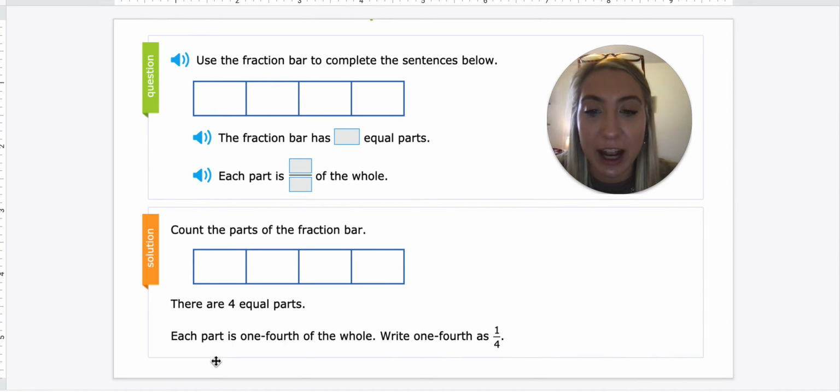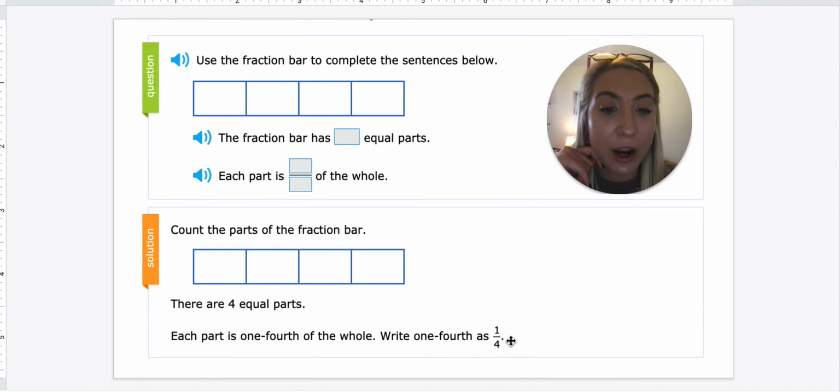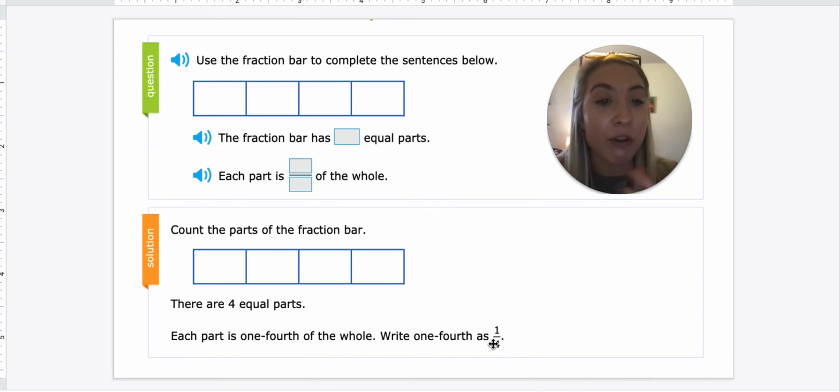So over here there are 4 equal parts, 1, 2, 3, 4. And if I just take one square, what is that compared to the whole? It is 1/4. So it's 1 square out of a total of 4 parts. So the bottom number is always going to be the total number of parts. So I can see there's 4 parts, but if I just took one of them, that's just 1/4 of the whole.